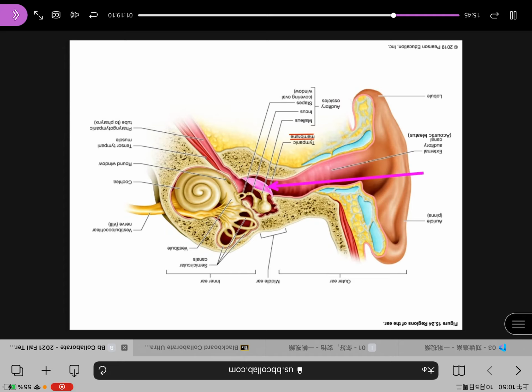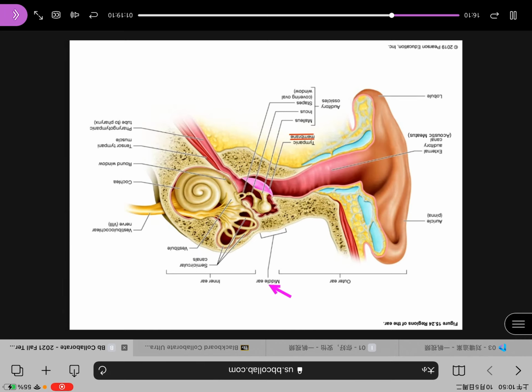Okay, so not to make things complicated, we'll just say that it is part of a barrier there, sort of like a wall in between the outer and middle ear. So that means now we can move on to this next portion here, the middle ear. Okay, any questions so far?